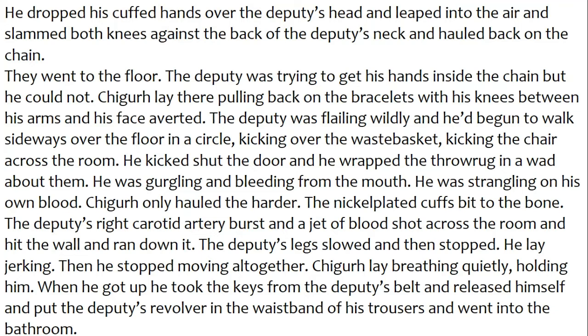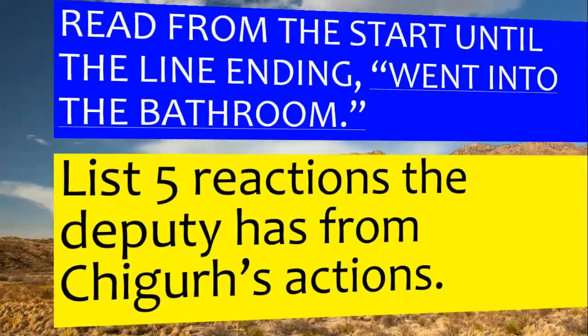The deputy's right carotid artery burst and the jet of blood shot across the room and hit the wall and ran down it. The deputy's legs slowed and then stopped. He lay jerking. Then he stopped moving altogether. Shagir lay breathing quietly, holding him. When he got up, he took the keys from the deputy's belt and he released himself and put the deputy's revolver in the waistband of his trousers and went into the bathroom.